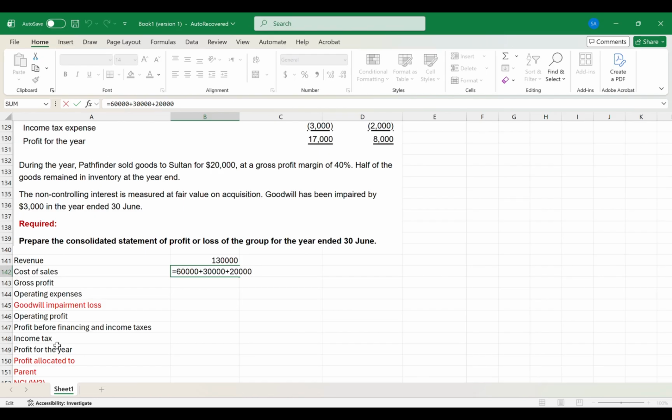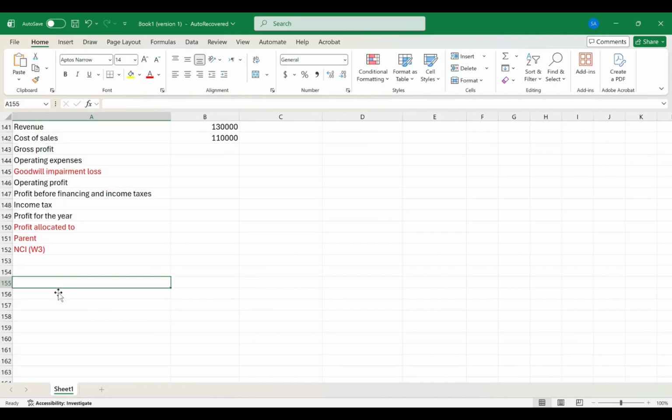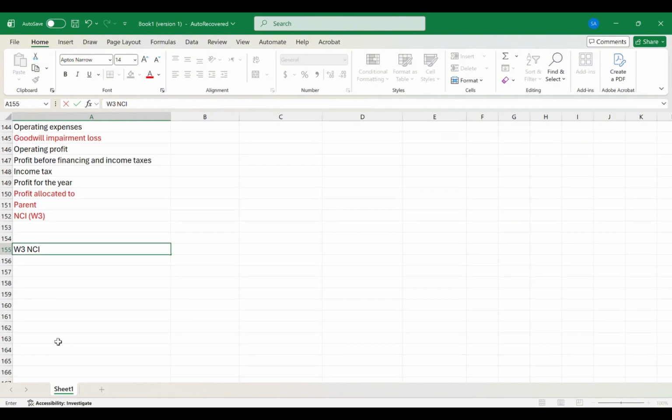So let us go to the working. Working 1 is basically your group structure that says Pathfinder has acquired 75. So I will not show it here. And 2 is simply your consolidation adjustment. So I'm not going through the working 2 because I'm straight away putting the figures here and showing you. Working 3 is about NCI. And working 4 is unrealized profit. You can say URP.